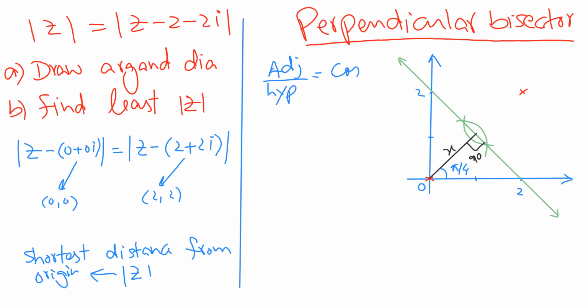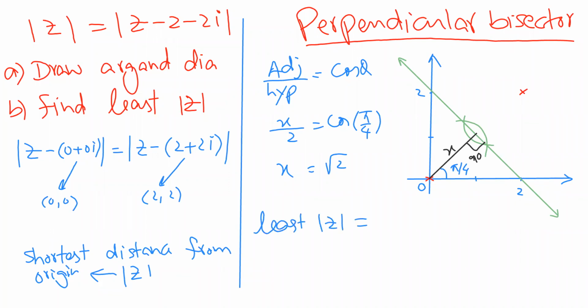this is called cos theta. So adjacent is x, hypotenuse is 2, theta is pi by 4. So cos pi by 4 is root 2 by 2, and times 2 gives us root 2. So alhamdulillah, the least modulus we're looking for is root 2, or 1.414 if he asks us for 3 significant figures.